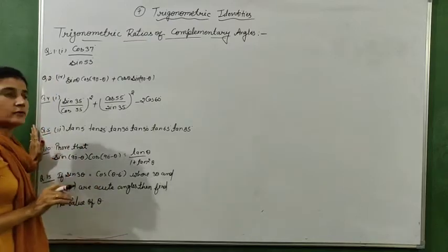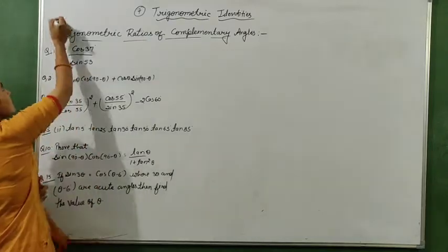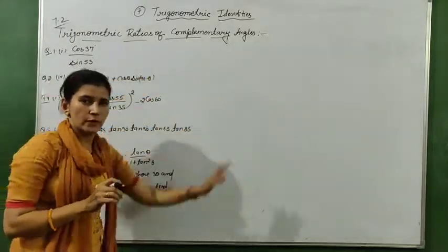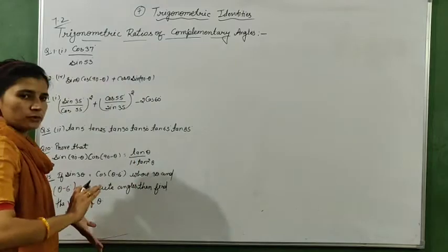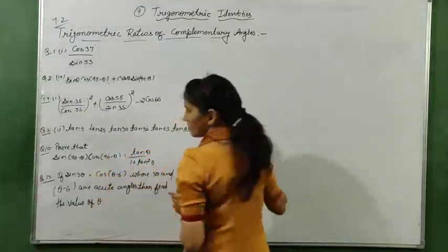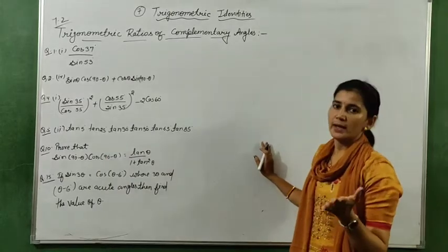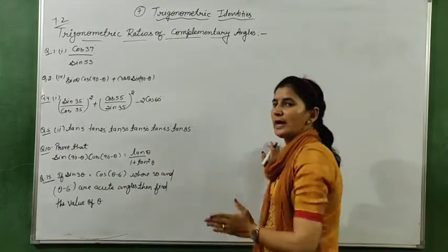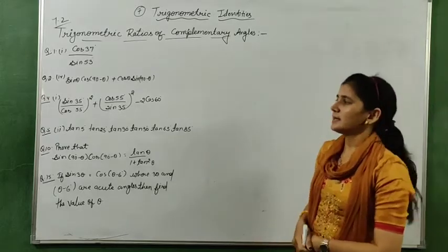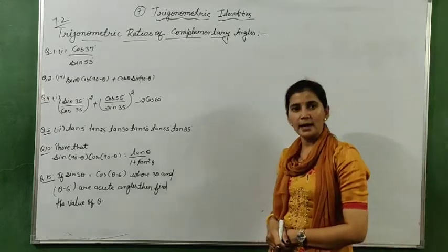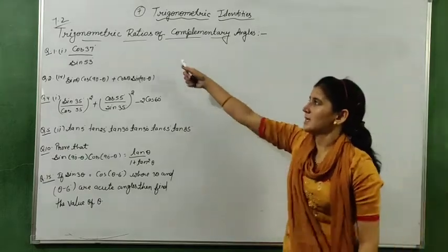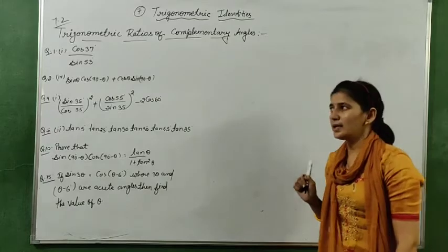Students, now we will solve some questions of our exercise 7.2 that is based on trigonometric ratios of complementary angles. Students, you know that sin theta is equal to cos (90 minus theta), cos theta is equal to sin (90 minus theta), tan theta is equal to cot (90 minus theta), cot theta is equal to tan (90 minus theta), sec theta is equal to cosec (90 minus theta), and cosec theta is equal to sec (90 minus theta). These are trigonometric ratios of complementary angles.